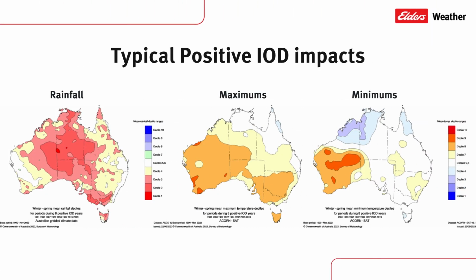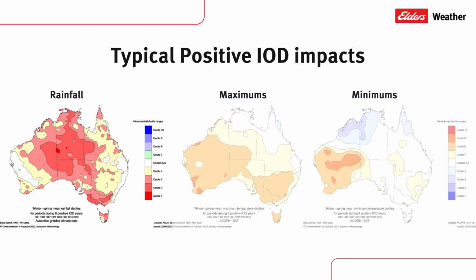Now we will take a closer look at some of the typical impacts of a positive Indian Ocean Dipole in Australia during winter and spring. As you can see on that first map there, most of Australia typically sees lower than average rainfall in winter and spring when a positive Indian Ocean Dipole is in place. However, there are exceptions for parts of the far east and the far west, which don't have any strong influence to either wetter or drier conditions under a positive Indian Ocean Dipole.